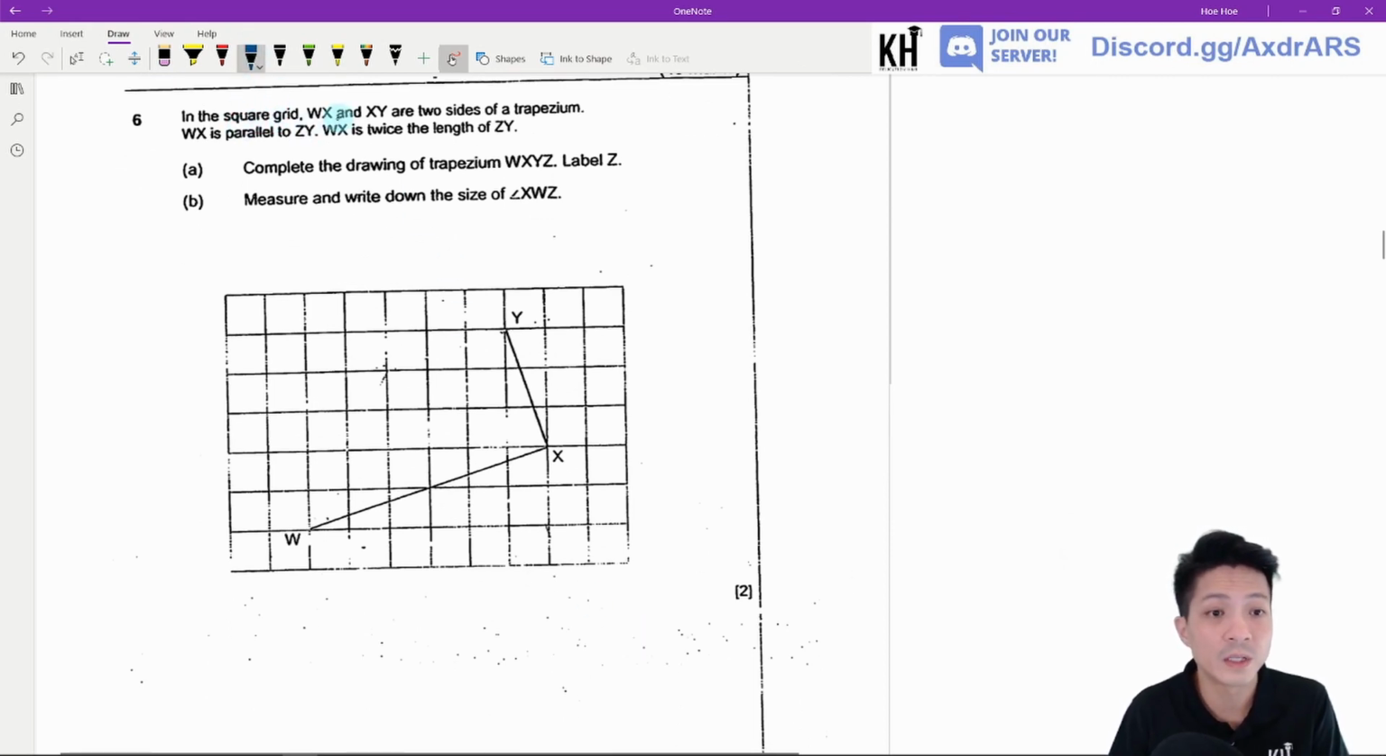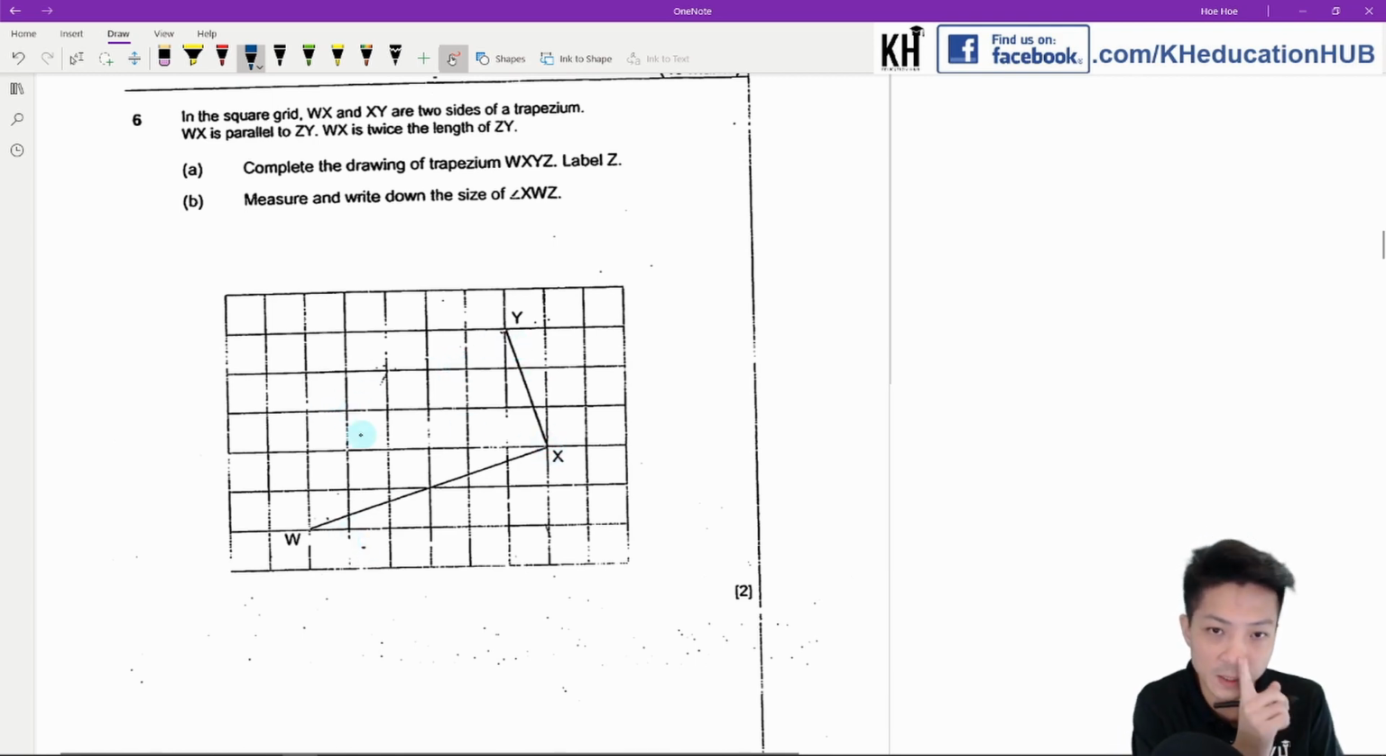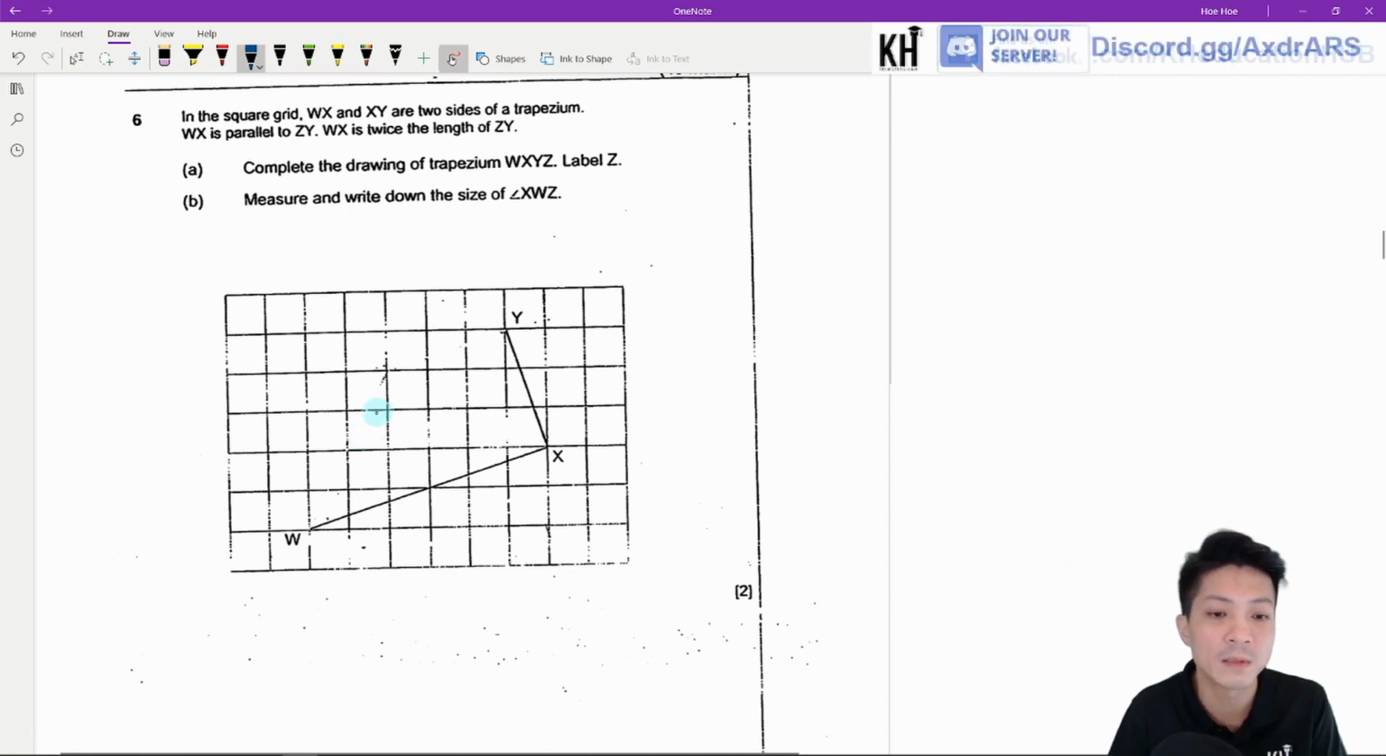Question 6, in the square grid, WX and XY are two sides of a trapezium. WX is parallel to ZY, so I suppose Z is somewhere along the other side. And WX is twice the length of ZY. Complete the drawing of trapezium WXYZ. Z will be somewhere here. If I were to draw a parallelogram, it's going to look something like this.